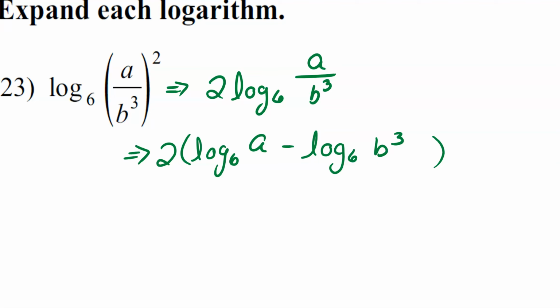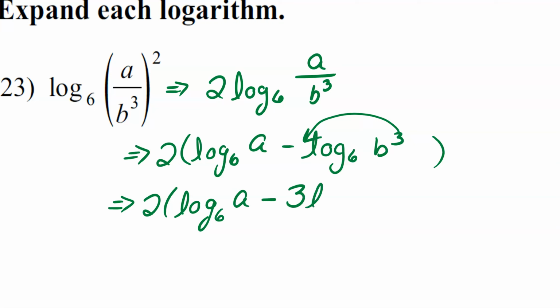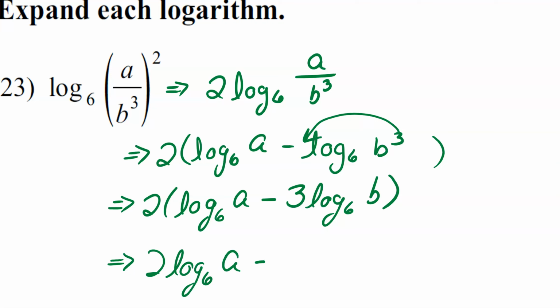Now I will distribute the 2 across, or I could go ahead and bring this out in front and then distribute the 2 across. I may do that. So we've got 2 log base 6 of A minus 3 log base 6 of B. Now I'm going to distribute the 2 across. So I have 2 log base 6 of A minus 6 log base 6 of B.